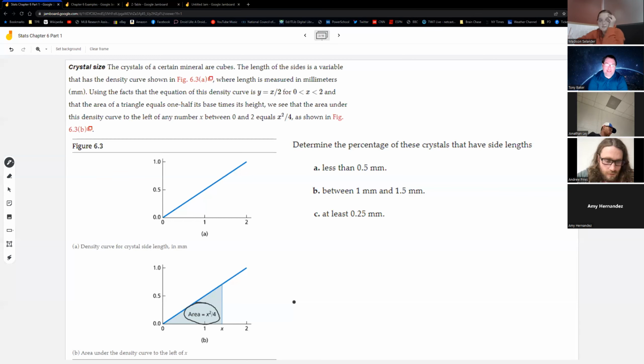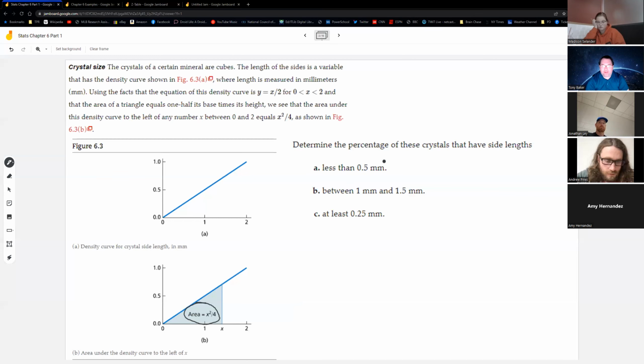The nice thing is in statistics, because they don't want you to have to do all that, they've come up with other ways to do it. We're going to use tables to figure out a lot of that stuff. But I wanted to give you an idea of what it means and how we're doing it. So we're going to use this problem to figure out the percentage of the crystals that have these side lengths.